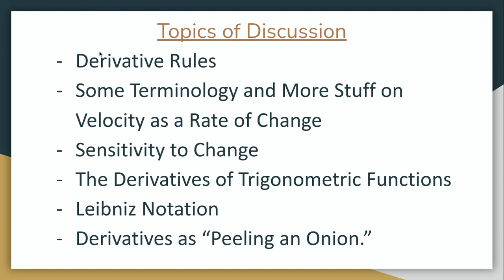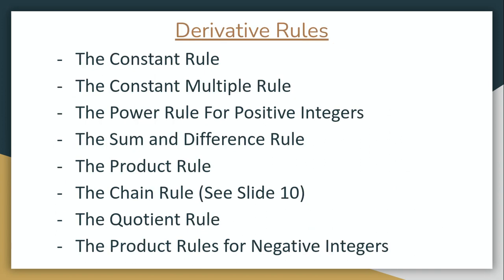We're gonna skip the first topic of our topics of discussion because we did that yesterday. And we're gonna be discussing some terminology, more stuff on velocity as rate of change. I'm gonna keep beating the dead horse because I know I talk about that a lot, but we gotta keep talking about it. The idea of sensitivity to change, which is like a 1-second topic. It's really simple. Derivatives of trig functions will be the majority of the class. This thing called Leibniz notation and the idea of derivatives as peeling an onion, which I'll explain in a second, or when we get there. We good with that?